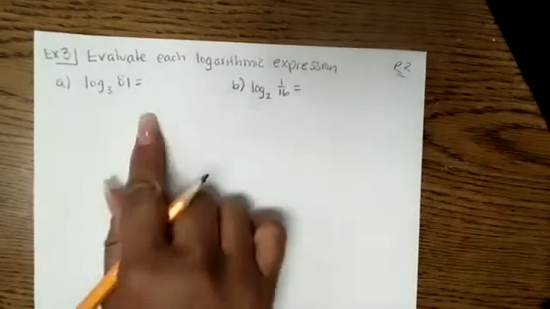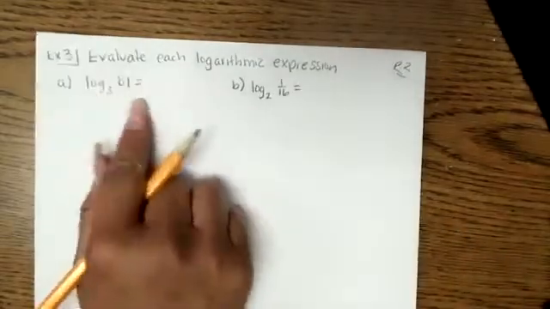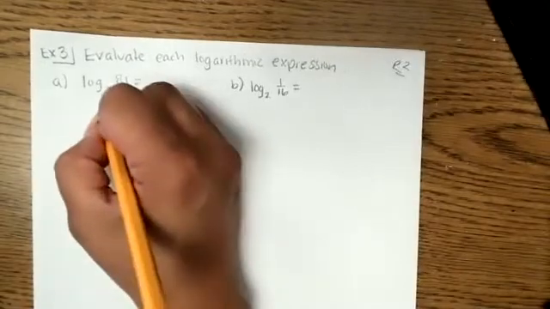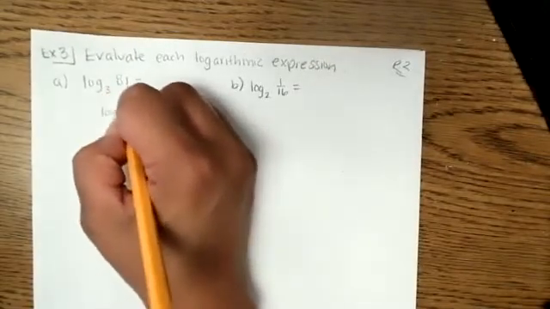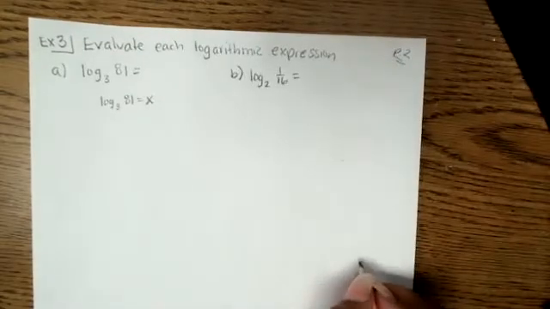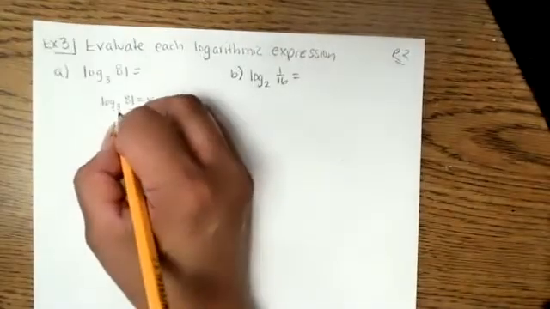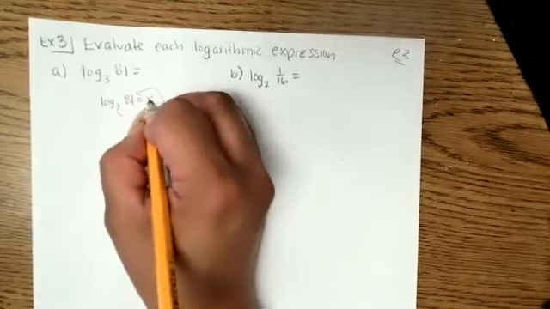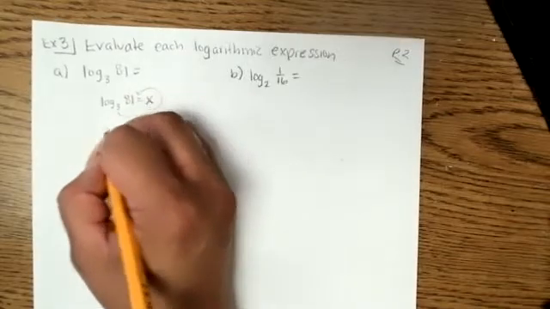Now to solve this, I'm going to write that as an equation. So I'm going to say the log base 3 of 81, I'm going to set that equal to x. I'm going to change that to exponential. So that's going to be 3 raised to the x power equals 81.